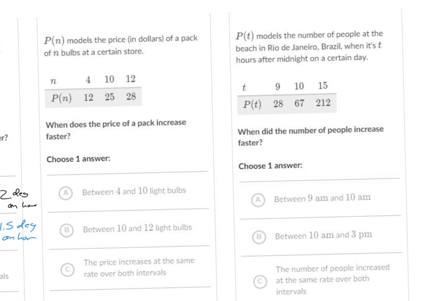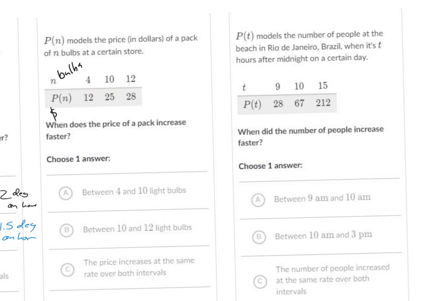It says P of N models the price in dollars of a pack of N bulbs. Okay, so N meaning the number of bulbs. So this is our bulbs, and then this is price. So I'm just going to do a little dollar sign. When does the price of a pack increase faster? Okay, once again, we're talking about the increase, so we want the rate of change between 4 and 10 light bulbs, between 10 and 12, or is it the same?